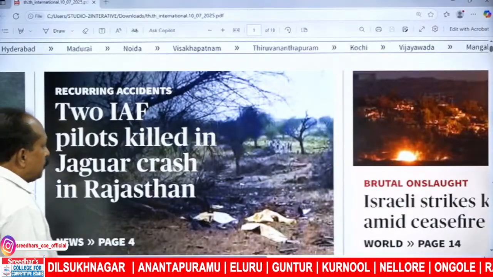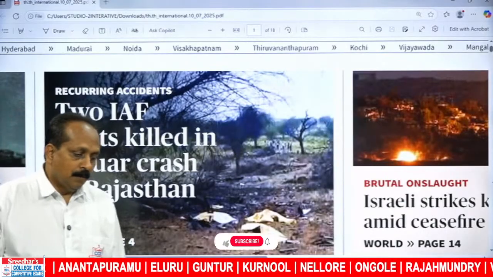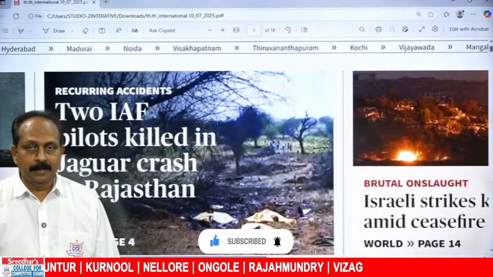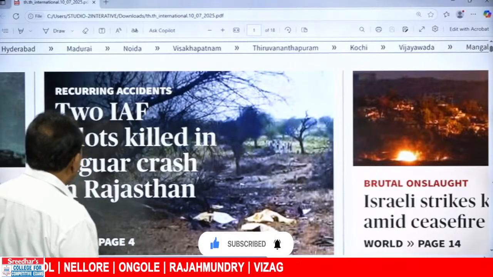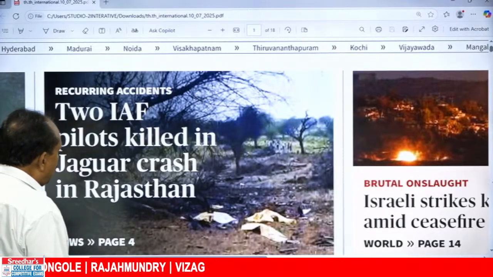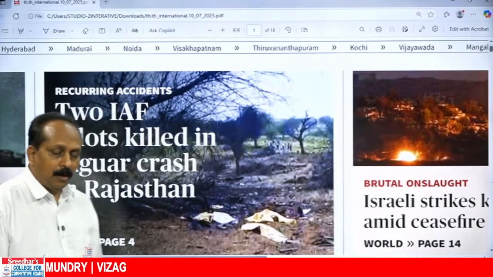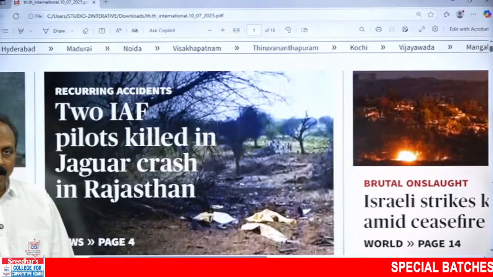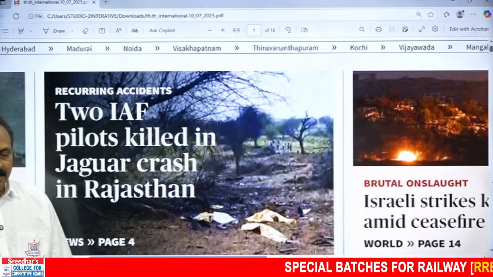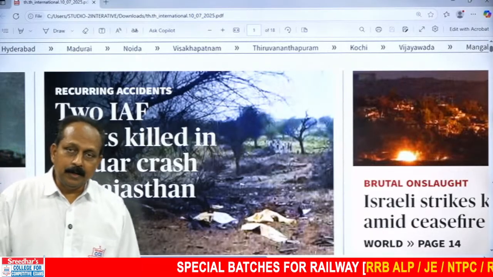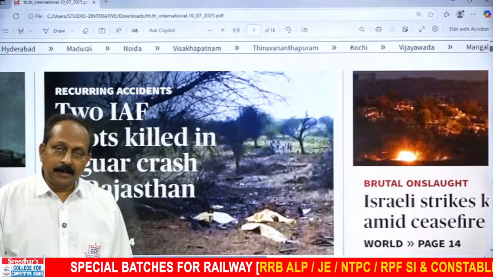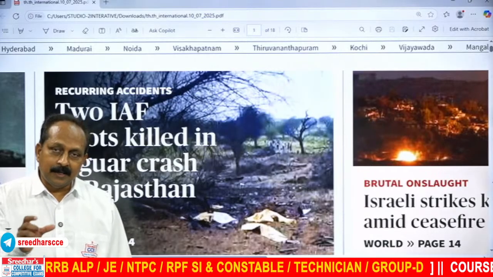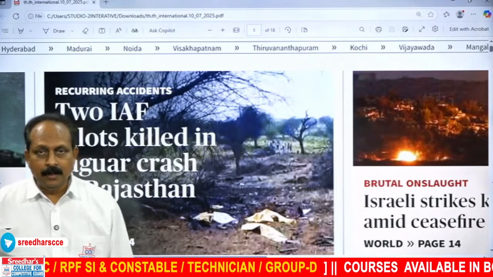Coming to the second snippet, recurring accidents. Prospective bankers and otherwise also, recurring means what? Repeated. Repeated accidents. Two IAF pilots killed in Jaguar crash in Rajasthan. It is about a plane crash, and how many people got killed? Two pilots got killed. In casual reading, you can read and go to the next news item. But as a smart learner, you have to recollect plane crash, wreckage, wreck, debris. What is the spelling of debris? The S is silent. We say debris, the scattered parts.